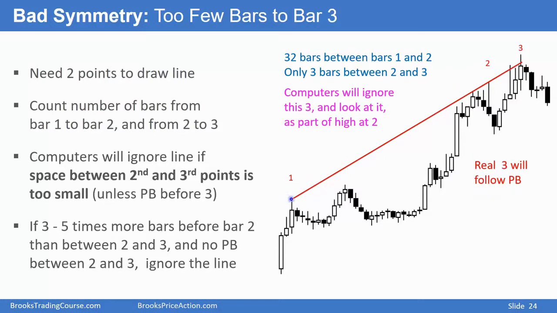So point 1, point 2 or point 2, and then point 3. There's still not all that good symmetry, too many bars between 1 and 2 or 2 compared to between 2 and 3, but at least it's not as bad as this as 2 and 3. So more computers will pay attention to this, and they'll want to see what the market does at that third point.